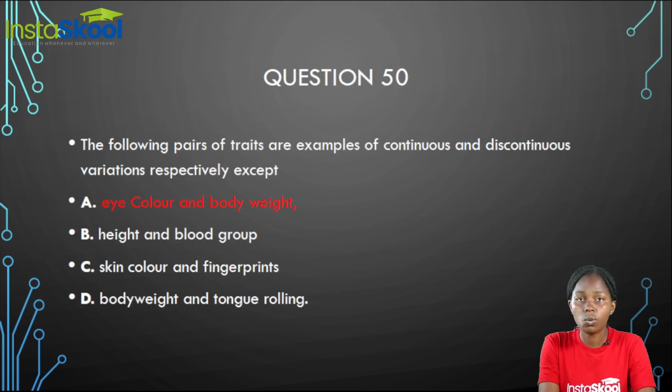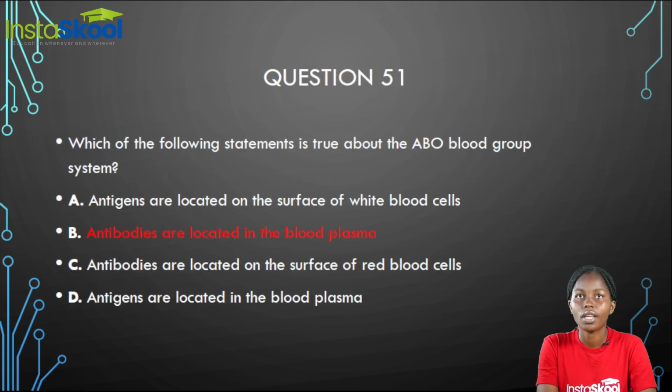Now, the only odd one out of this our option is our option A, because eye color is an example of discontinuous variation, while the body weight is an example of continuous variation. And the question is telling us that each of these are arranged respectively, that is, continuous variation on the right and discontinuous variation on the left, except one, which is our option A, because eye color is an example of discontinuous variation, while body weight is an example of continuous variation. We now move on to the next question.